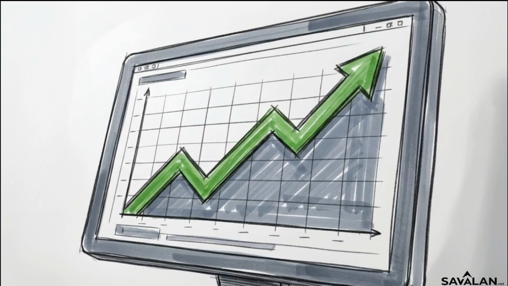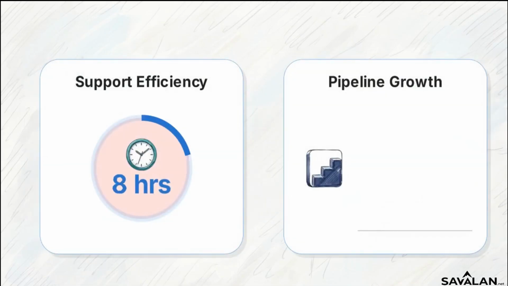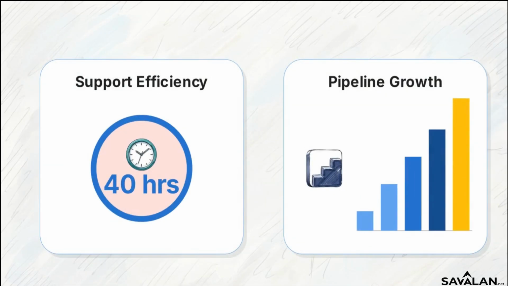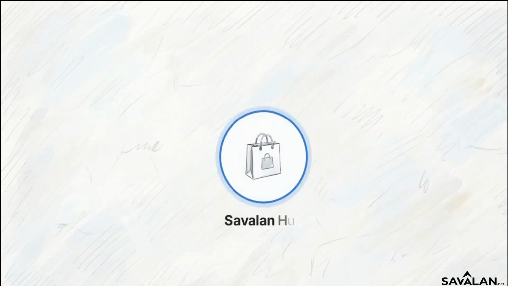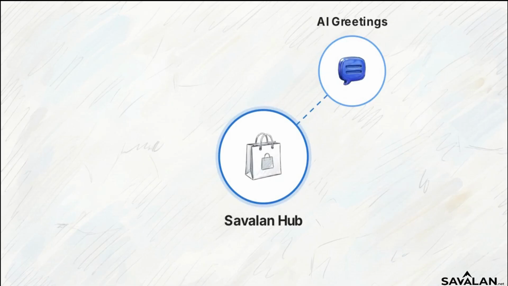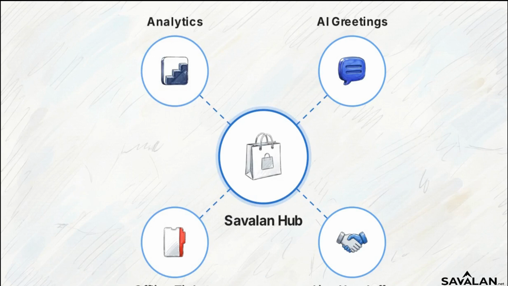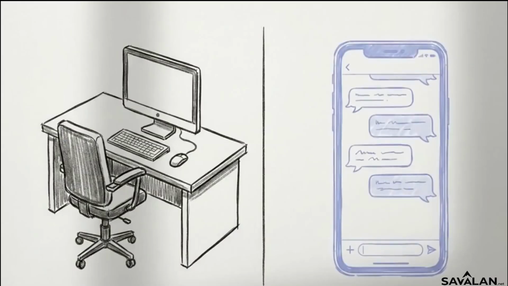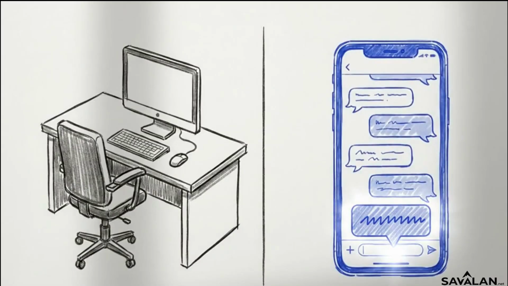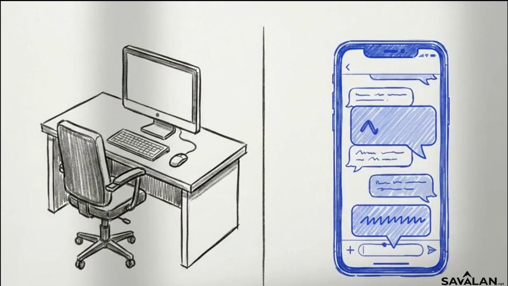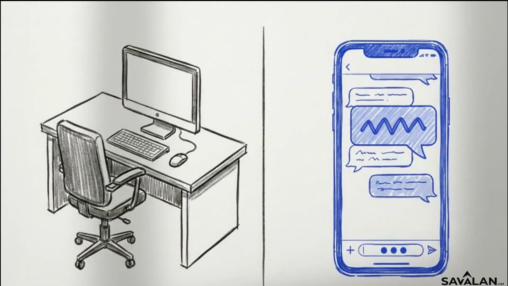You can see exactly how many support hours the AI saves you each week, while monitoring the steady growth of your marketing pipeline. You have now navigated the complete Savalan ecosystem. You know how to let the AI handle frontline greetings, execute seamless human handoffs, resolve offline tickets, and review your performance analytics. The assistant provides a consistent point of contact for every visitor, logging inquiries and securing contact data even when your team is offline.